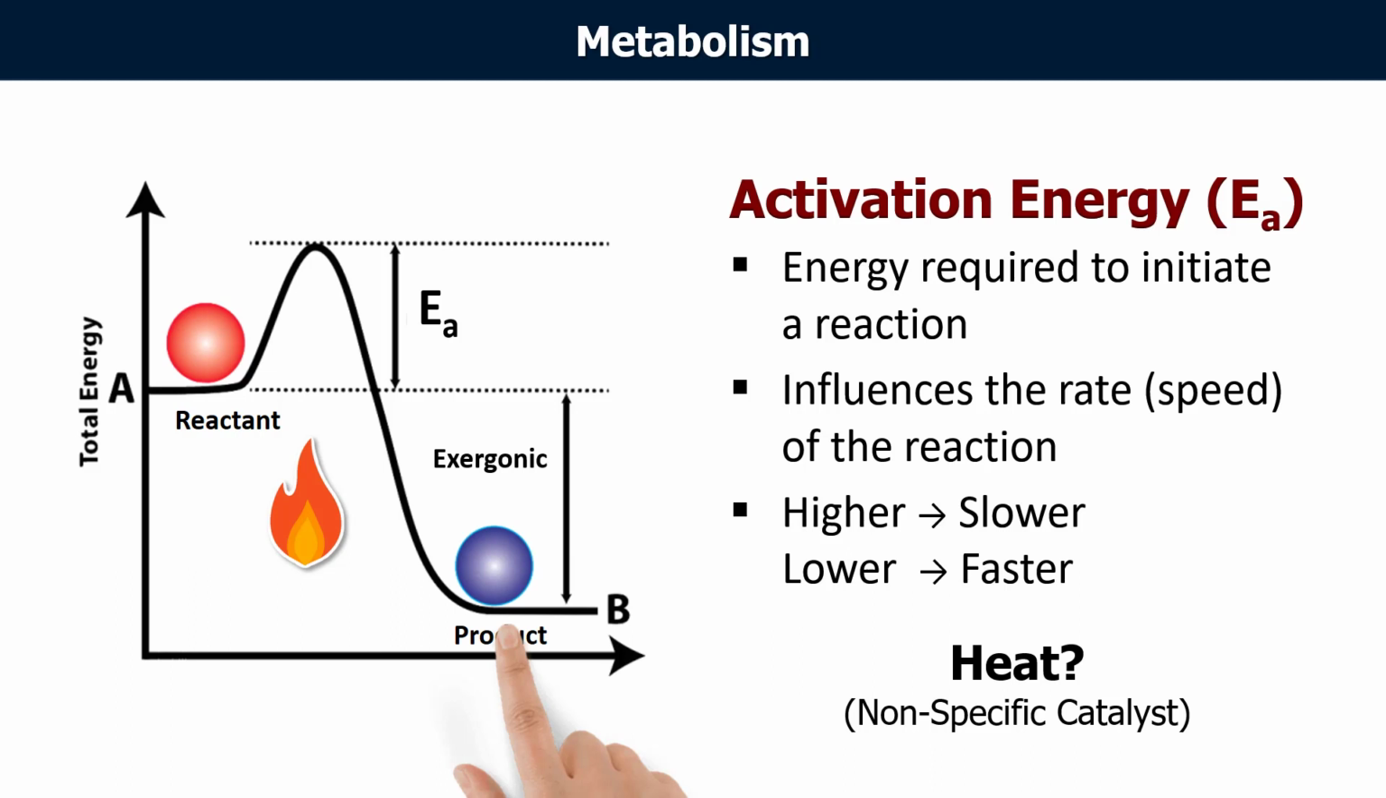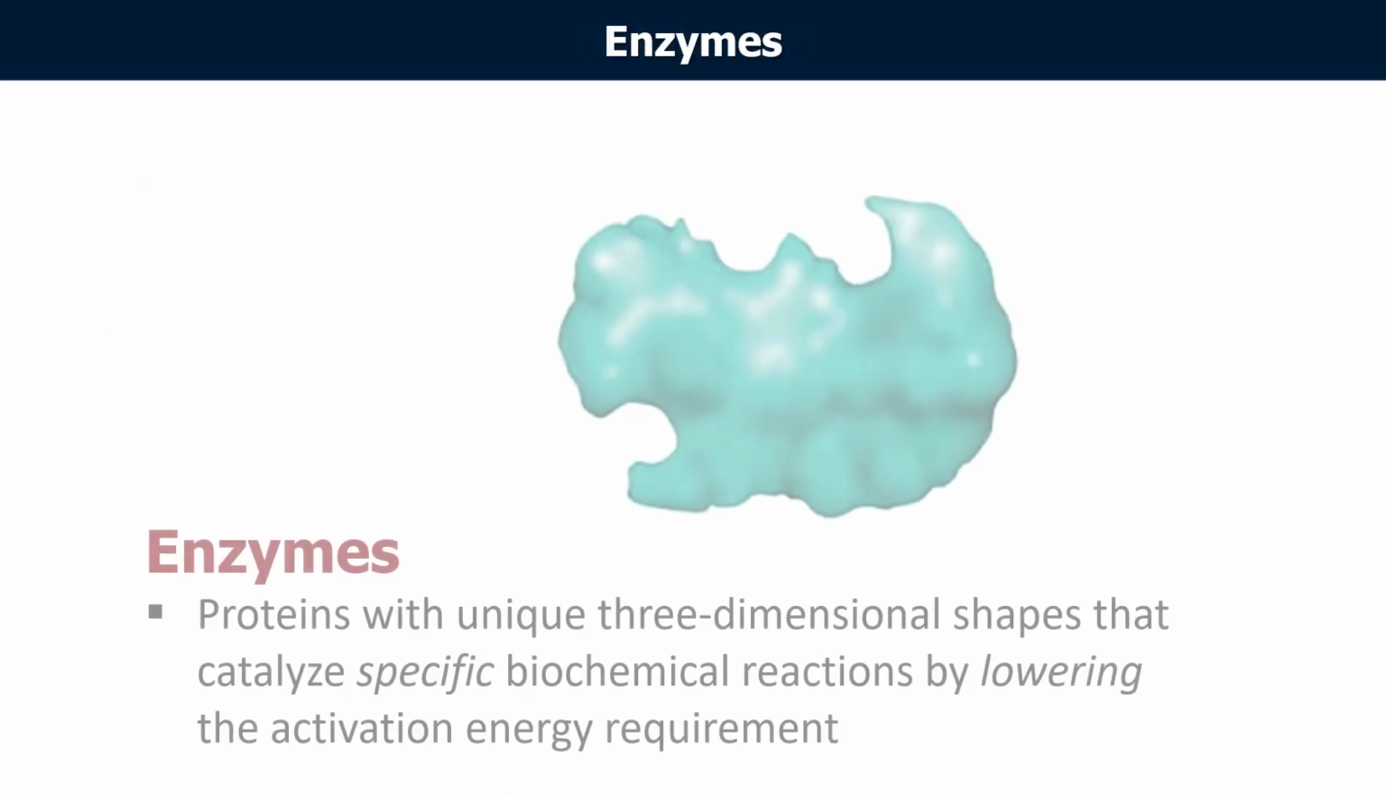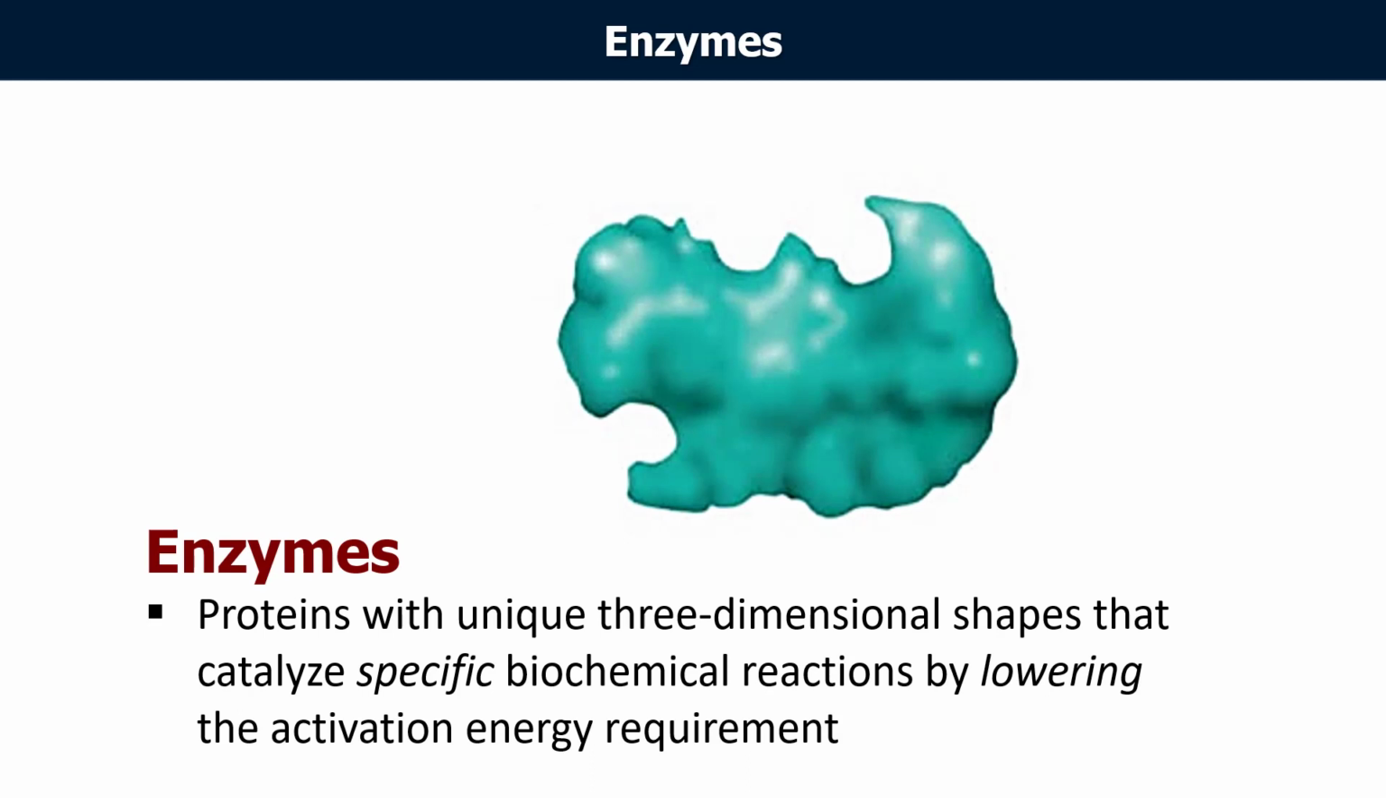And the way cells have figured out how to do that is to use enzymes. So let's talk about enzymes. Enzymes are proteins. So this is one of the roles that proteins serve in a cell. Enzymes are proteins with unique three-dimensional shapes that catalyze specific biochemical reactions by lowering the activation energy requirement. So notice I didn't say by providing the activation energy, which is what heat does, rather by lowering the activation energy requirement, making it so the cell doesn't need as much activation energy to perform the process. And by lowering the requirement, that's synonymous with speeding up the reaction.